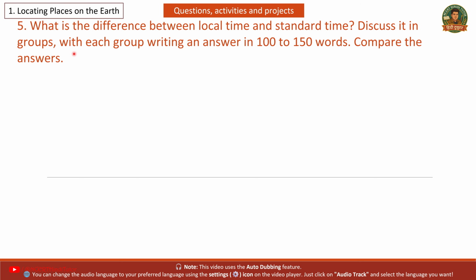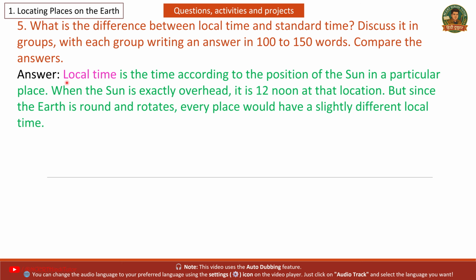Discuss it in groups, with each group writing an answer in 100 to 150 words. Compare the answers. Answer. Local time is the time according to the position of the sun in a particular place. When the sun is exactly overhead, it is 12 noon at that location. But since the earth is round and rotates, every place would have a slightly different local time.